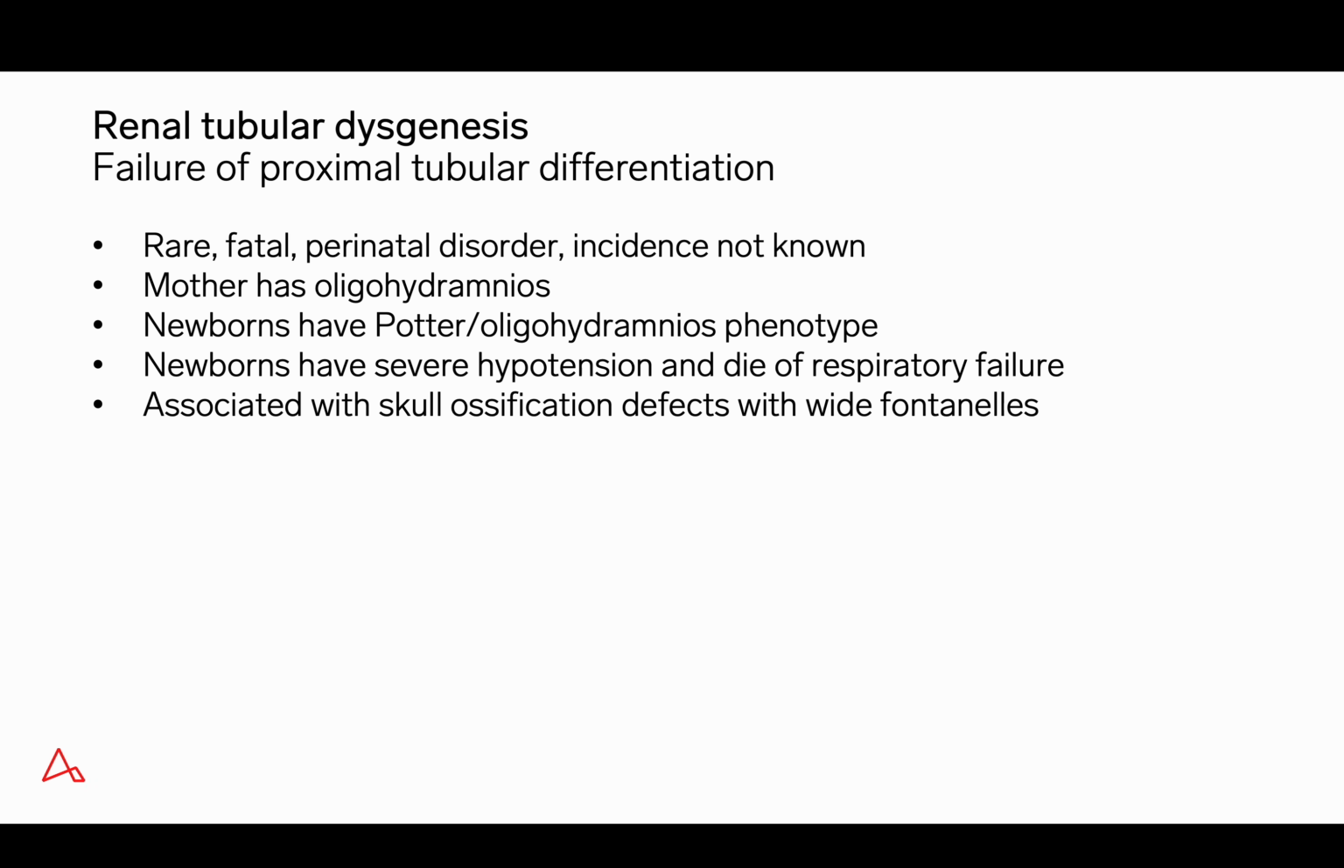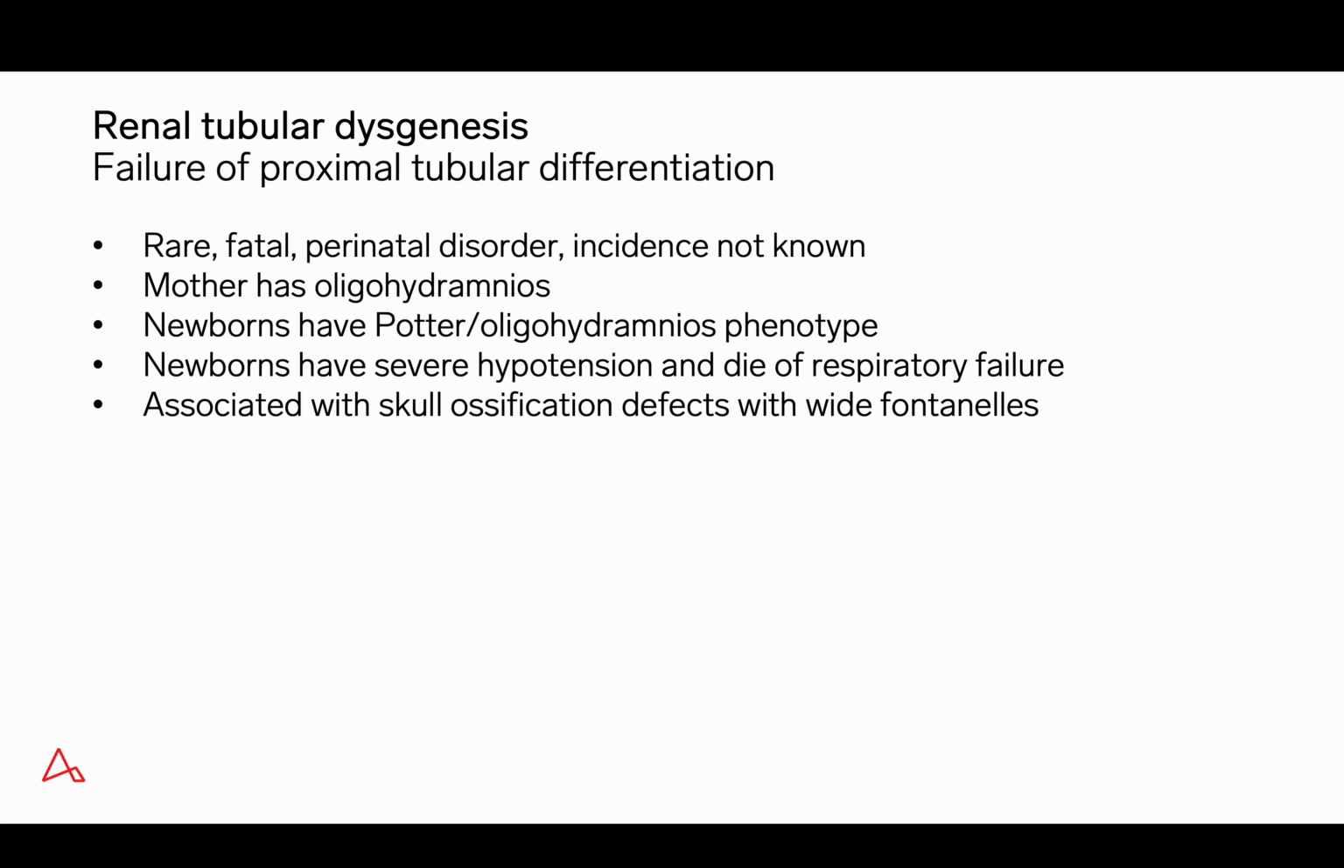The final entity I'd like to discuss is also a very rare entity, but it's a very curious entity. It's called renal tubular dysgenesis, and is simply a failure of proximal tubular differentiation. This is a rare disorder, and it's fatal and neonatal in onset, and because it's so rare, its incidence is not really known, particularly since autopsies are not performed very often these days.